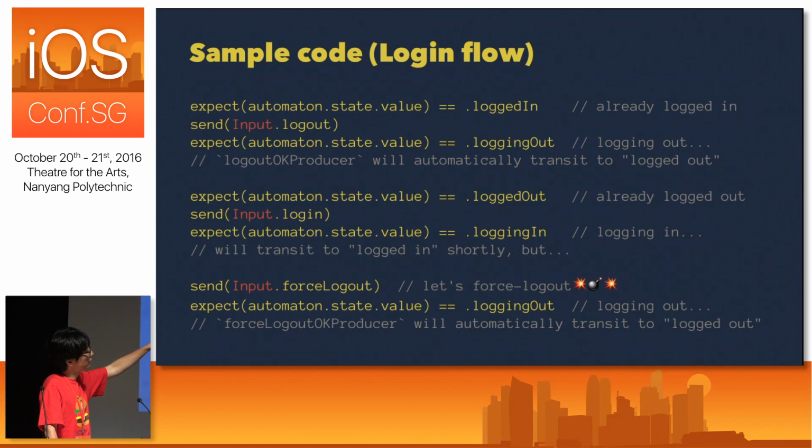But before that, let's send false logout here. The state will transit to the logging out state, and sometimes you can cancel the previous side effects. And now the new side effect, called false logout OK producer, will be performed instead, and it will transit back to the logged out state, meaning the logging in failed in this case.